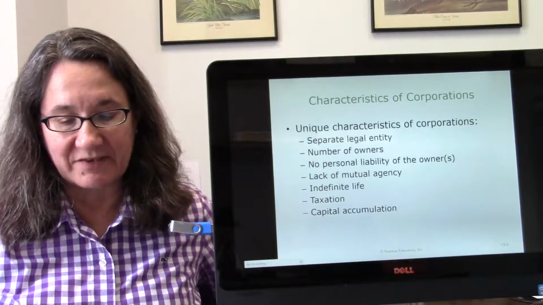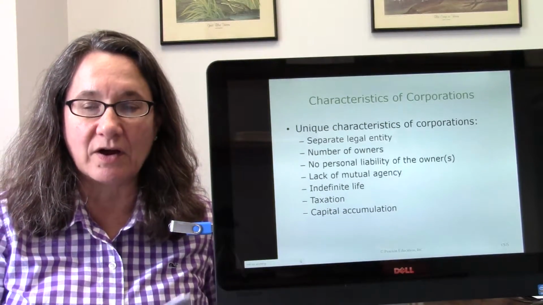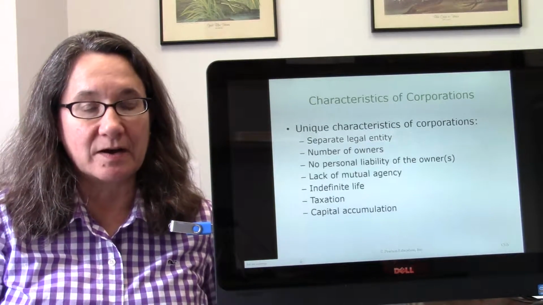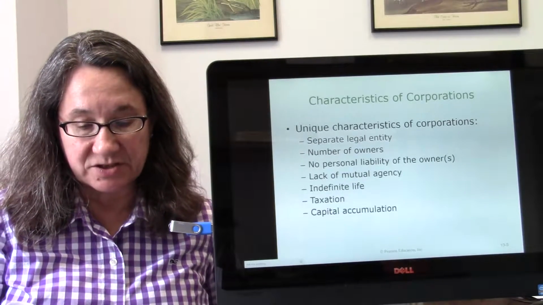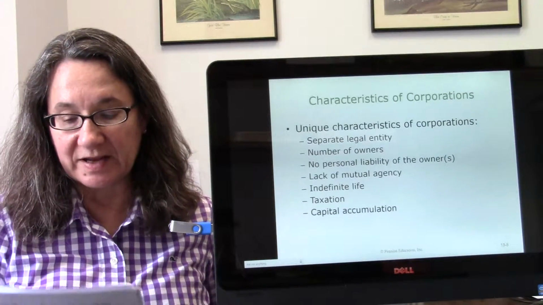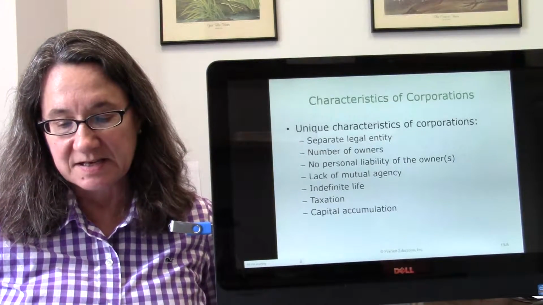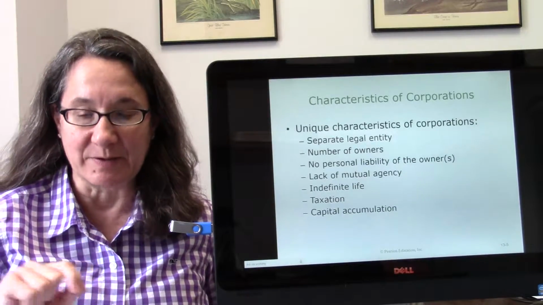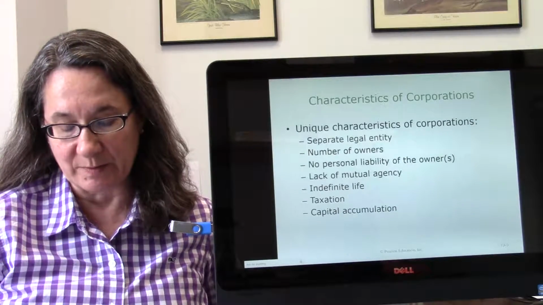Indefinite life. Corporations have an indefinite life, so a big corporation can be here long after we're all gone. IBM has been around for a really long time. Corporations can go on forever. Taxation: corporations are separate taxable entities. Capital accumulation: corporations can raise more money than sole proprietorships and partnerships. This is completed through an initial public offering, an IPO, and represents the initial offering of corporate shares of stock to the public.